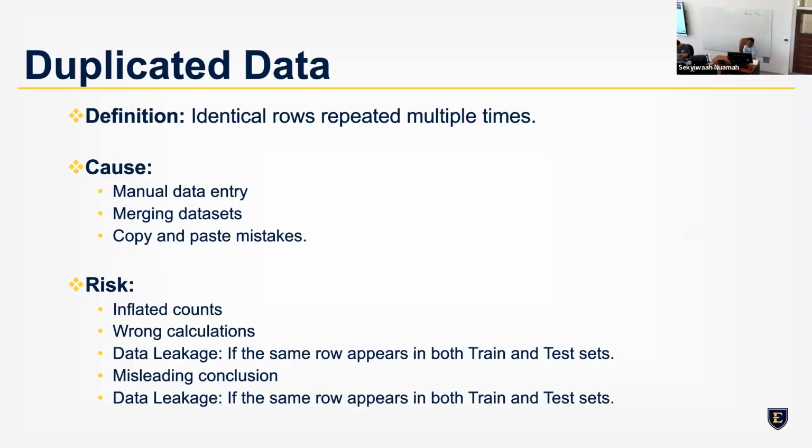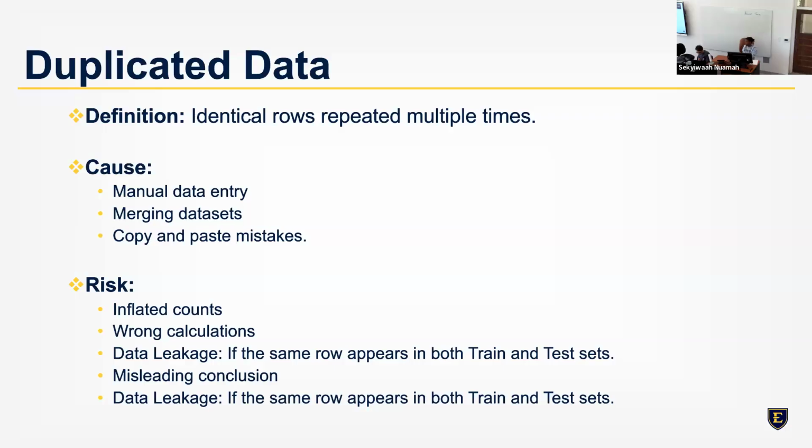So what are some of the risks in the duplicated data? It inflates our count. So let's say you did a research with 400 people, but in your data, you're seeing like 500 observations. So it means that probably there has been a duplication of the rows.